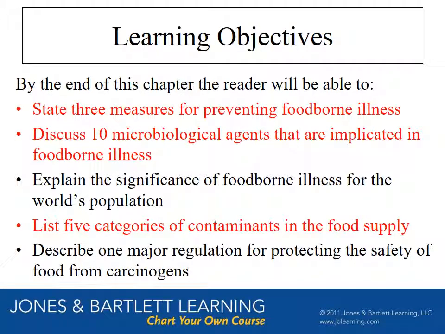For this chapter and the module, the objectives are that you identify measures for preventing foodborne illness, discuss 10 microbiological agents that are implicated in foodborne illness, understand the significance of this type of illness worldwide, describe categories of contaminants in the food supply, and give examples of major regulations protecting the safety of food from cancer-causing agents.